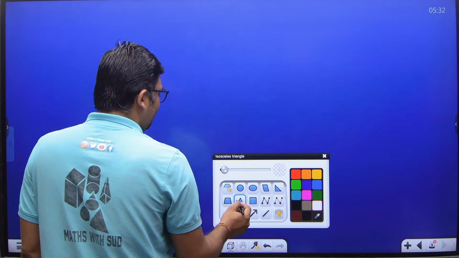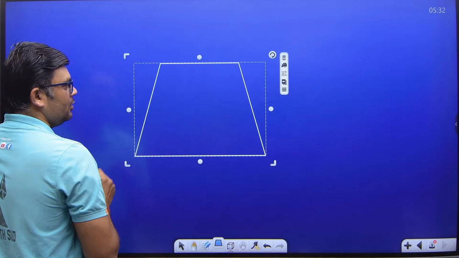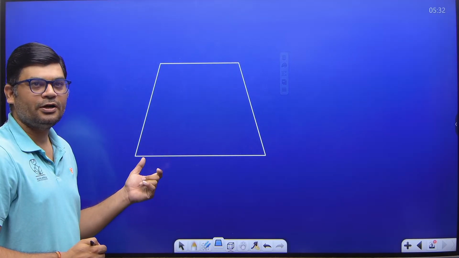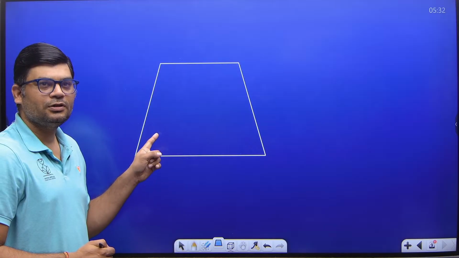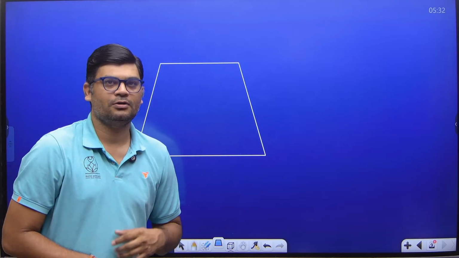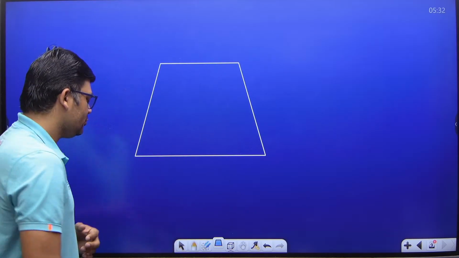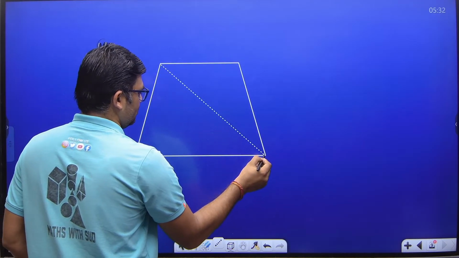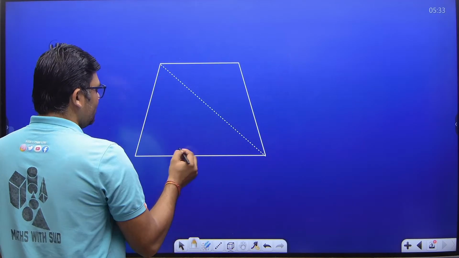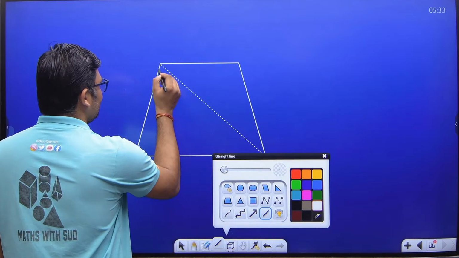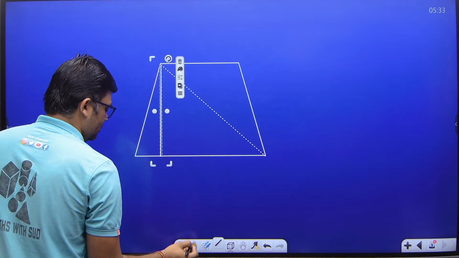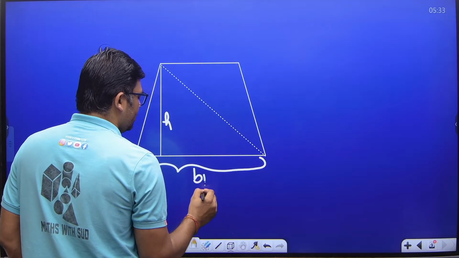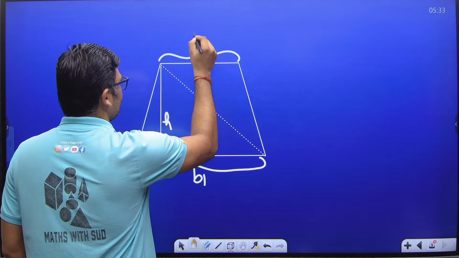Then you have a shape like this. What is this shape? Trapezoid. This shape is known as a trapezoid. So if you join these two lines, let us suppose we are having this height. So this is, let us say, base 1. This is base 2.